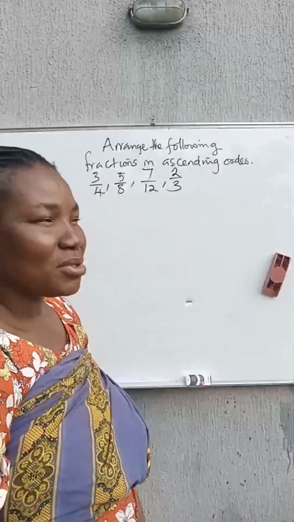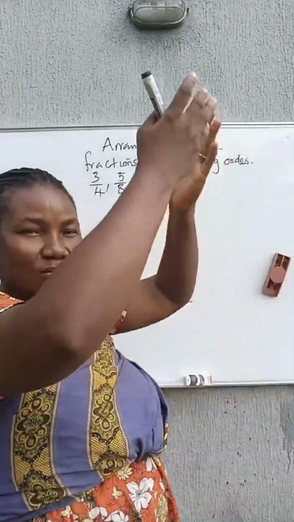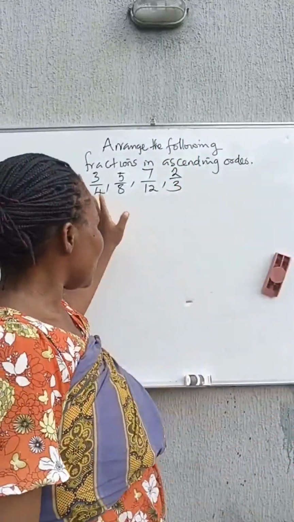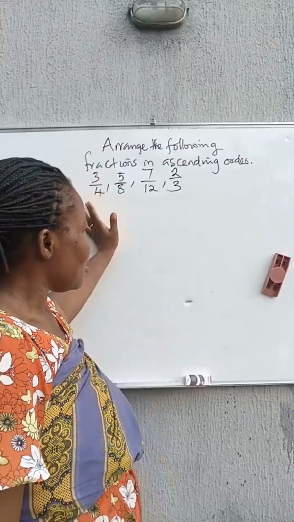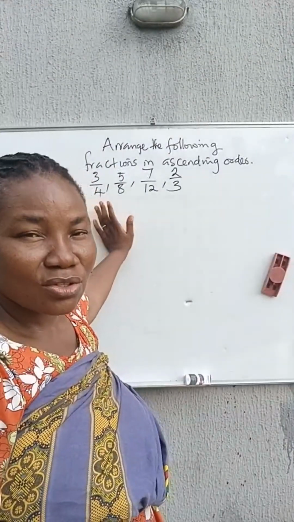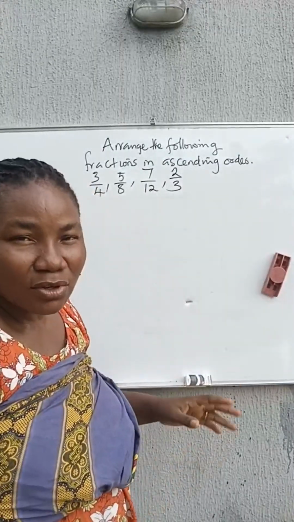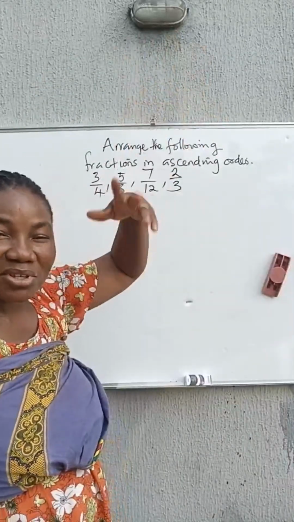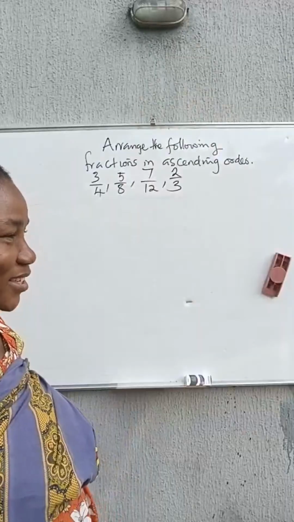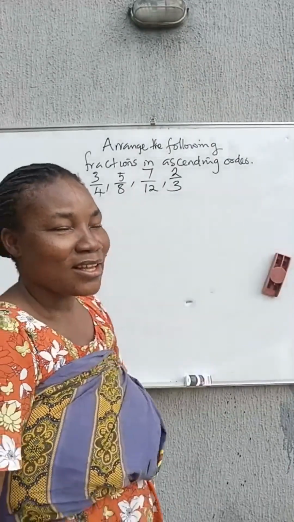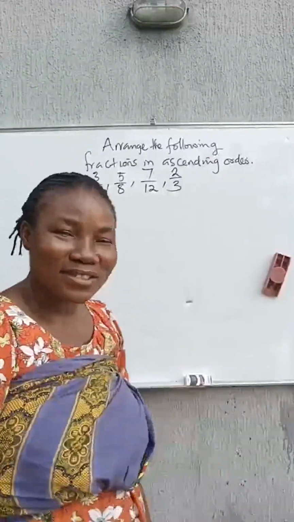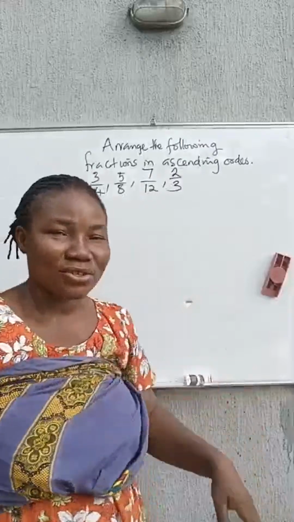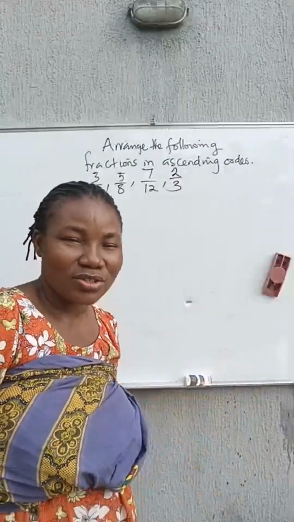So, ascending means from the least to the highest, that is from the smallest to the highest. How do we identify the smallest fraction? We should arrange these fractions according to their size, from the smallest one to the biggest one. To do that, we need to find the LCM of their denominators, or we need to take these fractions to have a common denominator.